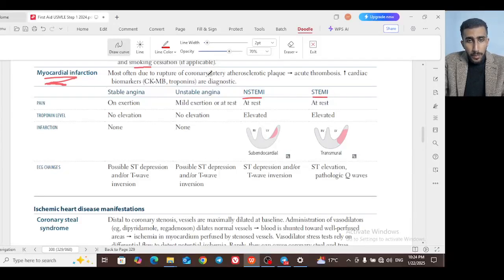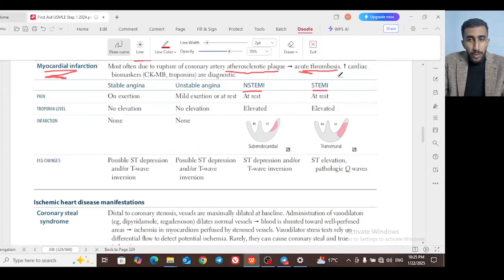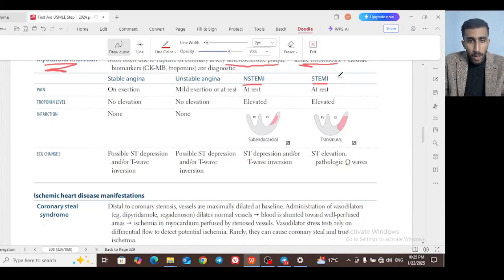Most often it is due to rupture of the coronary artery atherosclerotic plaque. So you are progressing from angina, stable and unstable angina, due to an atherosclerotic plaque obstructing the lumen, but not completely. But if the atherosclerotic plaque ruptures, it will lead to an acute thrombosis. The acute thrombosis will lead to myocardial infarction and the complete shutoff of the blood, and the biomarkers CK-MB and troponin will go up.